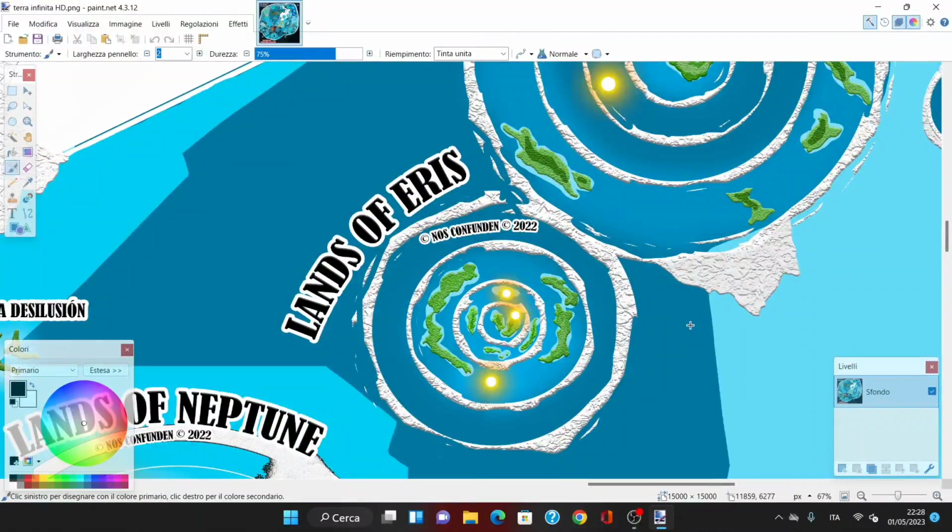Well, the lands of Eris are linked to this because the Garden of the Hesperides was the place where these nymphs would actually oversee the golden apples.